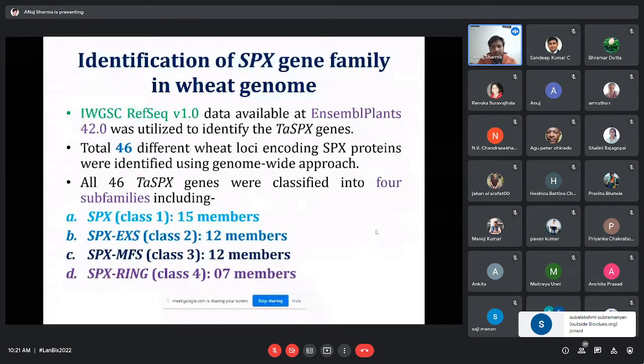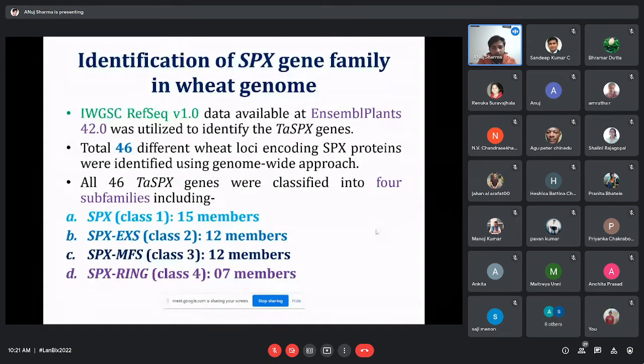So we have identified the SPX gene family utilizing the IWGSC data, that is, the International Wheat Genome Sequencing Consortium reference sequence data, available at Ensembl Plants, version 2.0. Using this platform, we have identified about 46 different SPX proteins, and all 46 have been characterized into different subfamilies, including SPX with 15 members, SPX-EXS with 12 members, SPX-MFS with 12 members also, and RING with 7 members.